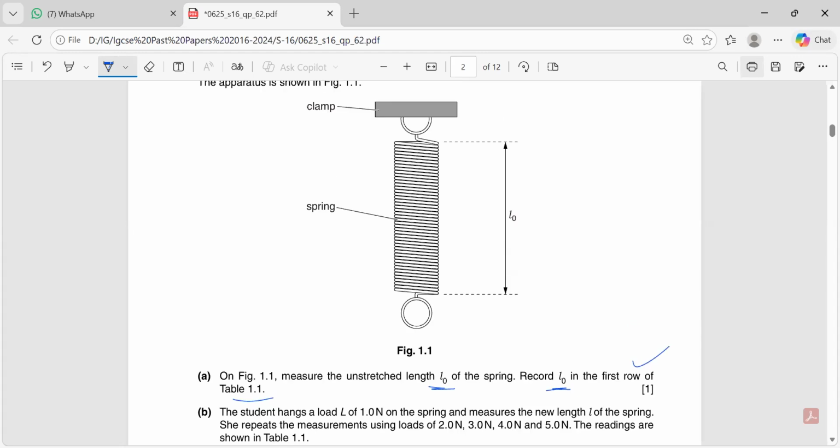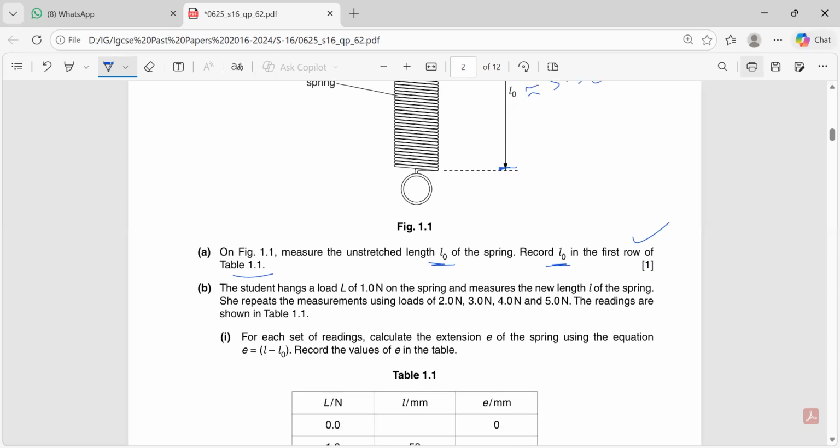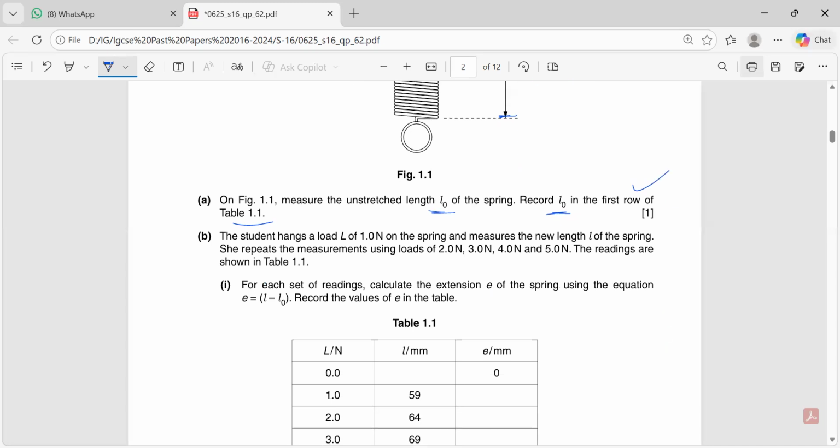So what to do? You will place your ruler vertically and very close to this point and you will measure this length. And when we are measuring this length with the help of a ruler, it comes to be 5.5 centimeters almost. So I'm writing nearly equal to 5.5 centimeters. So we have to put this value into the table.